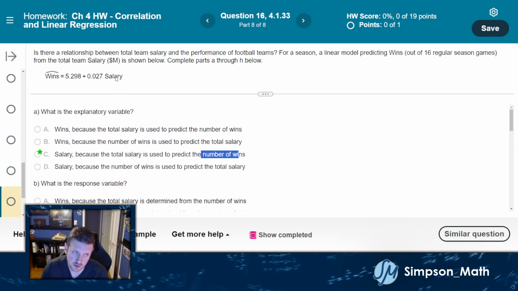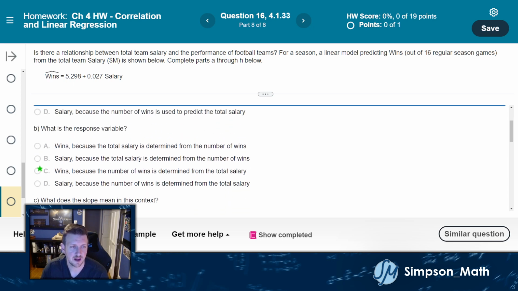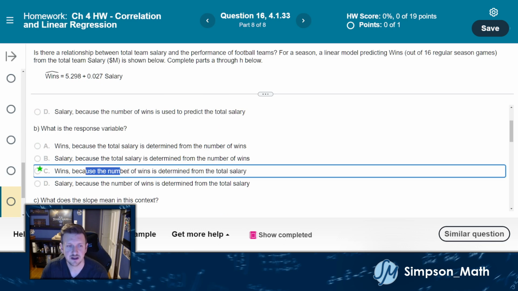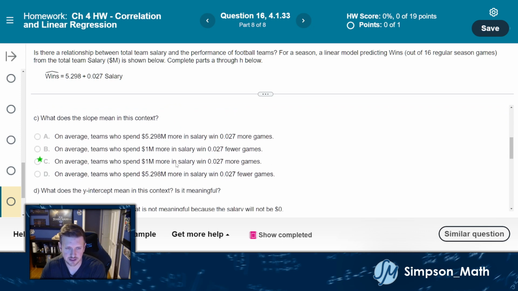We know this also to be true just because it's our input, so that's salary. And then again, we're predicting wins, that's why it's wins hat. It's predicted wins, so that's kind of obvious there. The response is the wins because it's being determined by the total salary. So what we're trying to see is the relationship between salary and wins. Salary would be the driving force. More salary should drive up the wins because you might get better players.